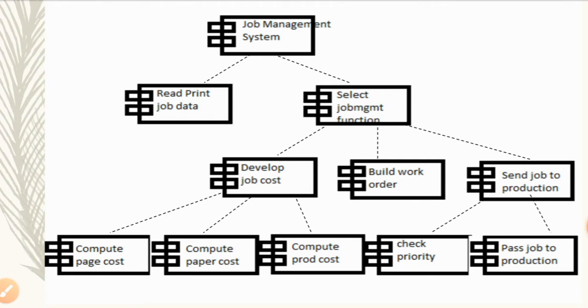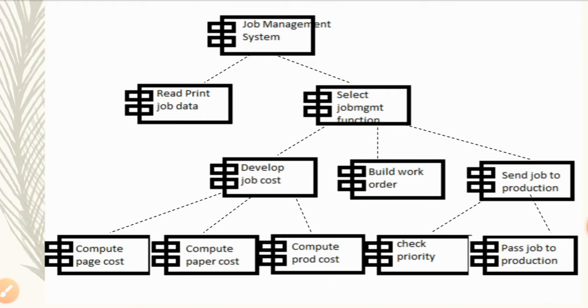This is your system which is going to print your document. So first, what is the job of your system? The first job is to read the print job data, that is whatever file you are giving, the type of your file, or its length, or what type of page paper you are going to print. The next one is select job management function.